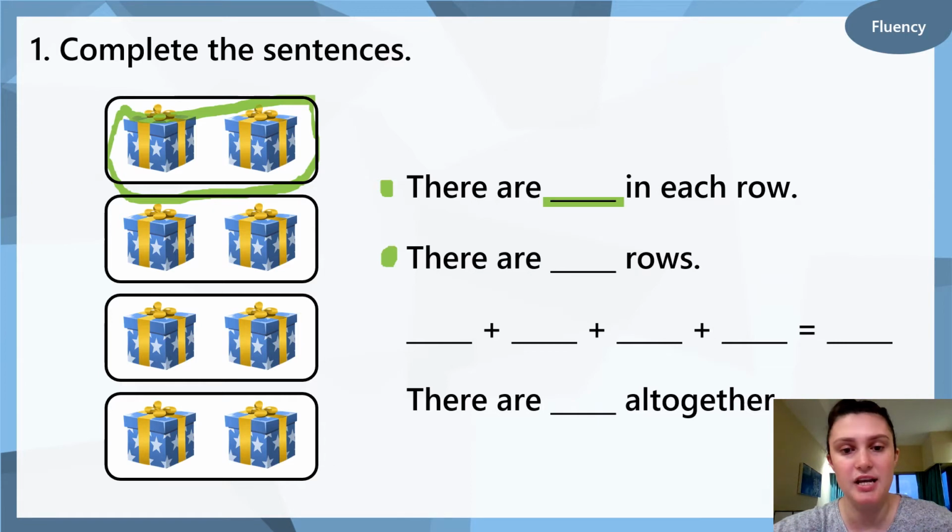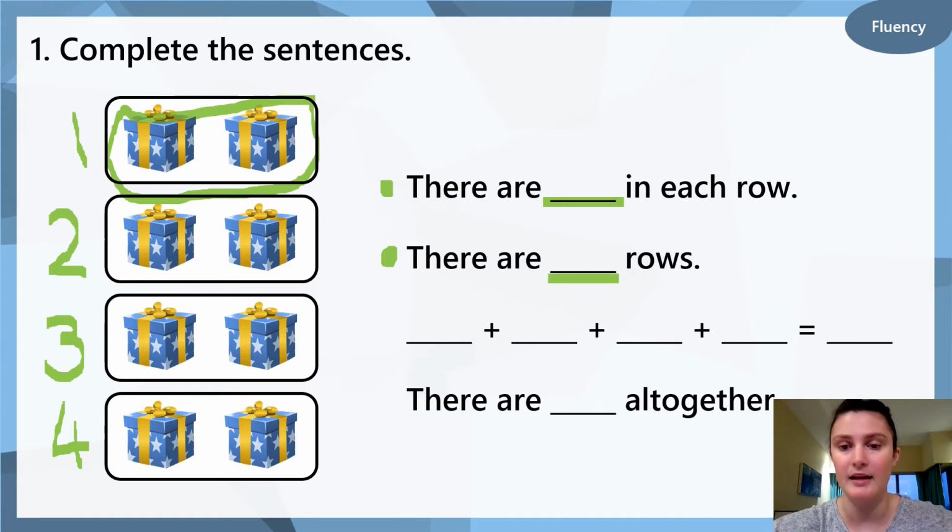Next, we need to count how many rows there are. So here is one row. Here's a next row, third row, and the fourth row. So how many rows are there? I'm helping you with this one a bit. Count how many rows there are and write it on the line. Nice full sentence. Remember your full stop. Nice neat handwriting.